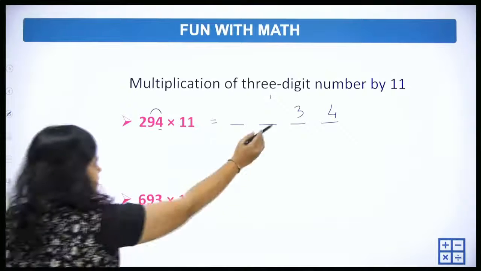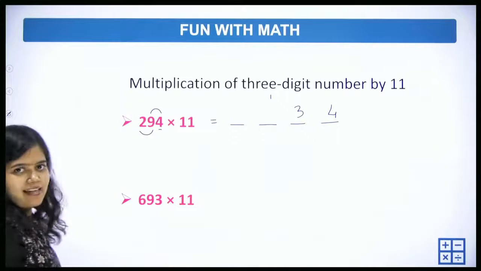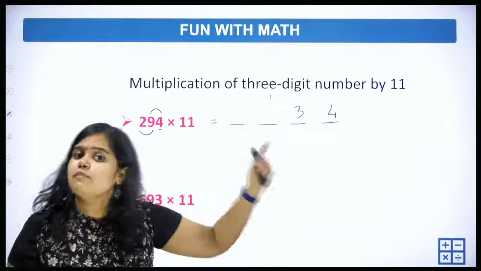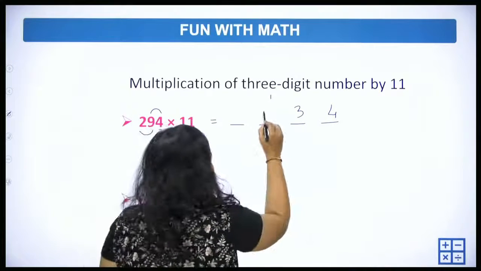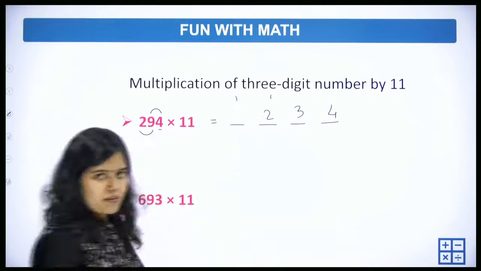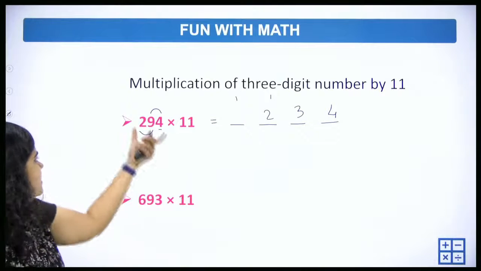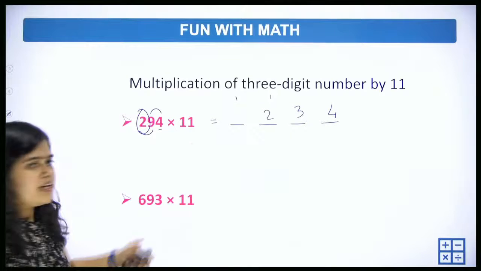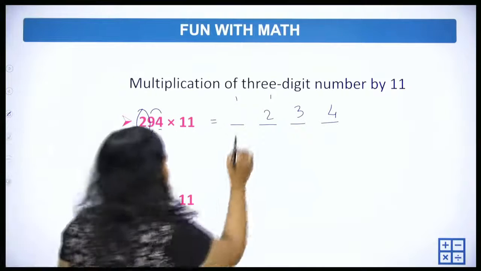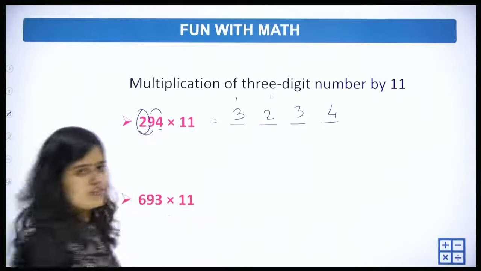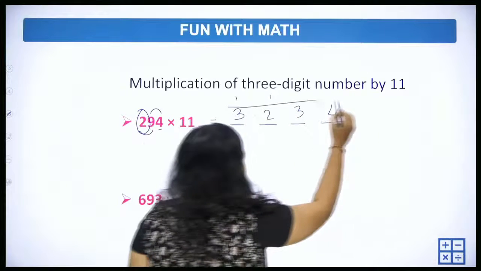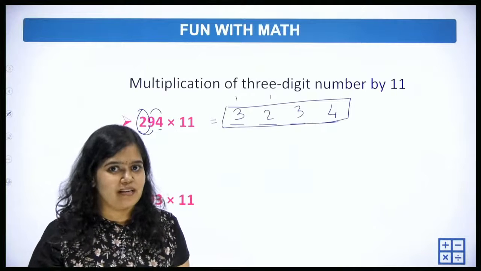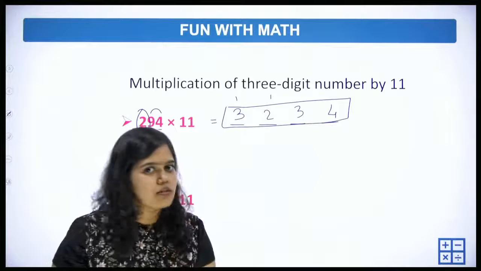Next, the hundreds place is 2 plus 9. 2 plus 9 is 11. And we already have 1. So this becomes 12. So 2 here and 1 carried. Right. And then coming to the thousands place, 2. What is the last digit? 2. And we already have 1. So 2 plus 1, 3. So the solution is 3, 2, 3, 4. Clear? This is how you will multiply 3-digit numbers also.